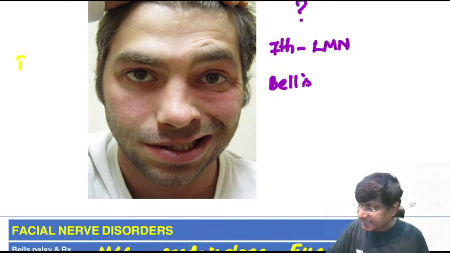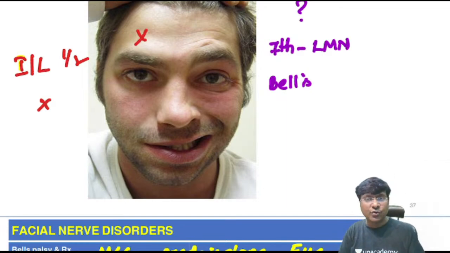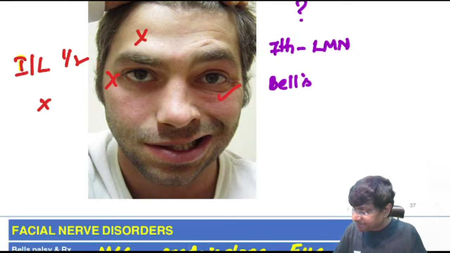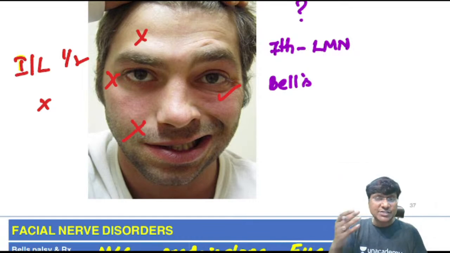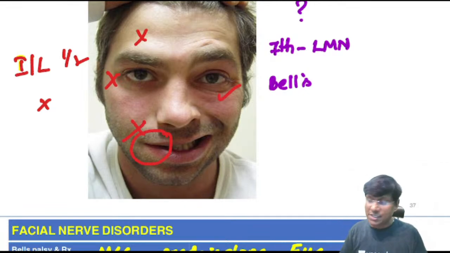The ipsilateral half of the face will be completely paralyzed. You can see there is absence of the folds over the forehead and the individual is unable to close the eye, so the orbicularis oculi is paralyzed. Then the nasolabial fold is also lost, the angle of the mouth is lost and the individual is unable to puff the mouth. So the entire half of the face will be completely paralyzed in case of Bell's palsy.